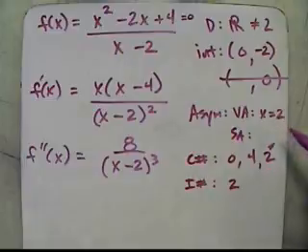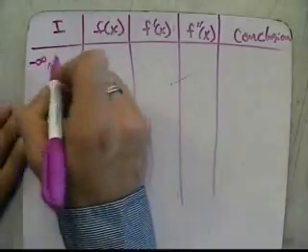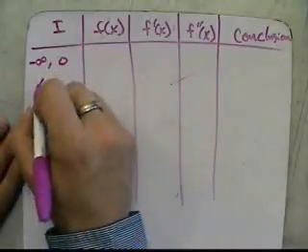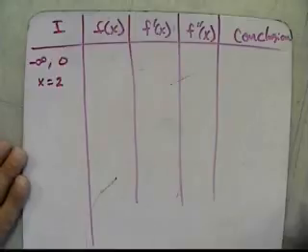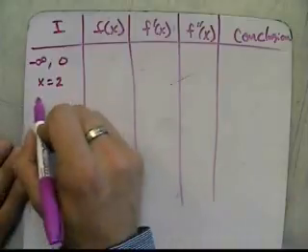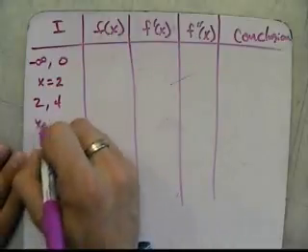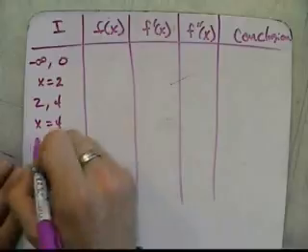I've got a vertical asymptote of x equals 2. Let's set up my intervals real quick. For my first interval, I would go from negative infinity to 0. And then I would plug in x equals 2 and find out what some values are there, which we're not going to be able to do. Then go from 2 to 4. That'll be my next interval. And then x equals 4, and then go from 4 to infinity.